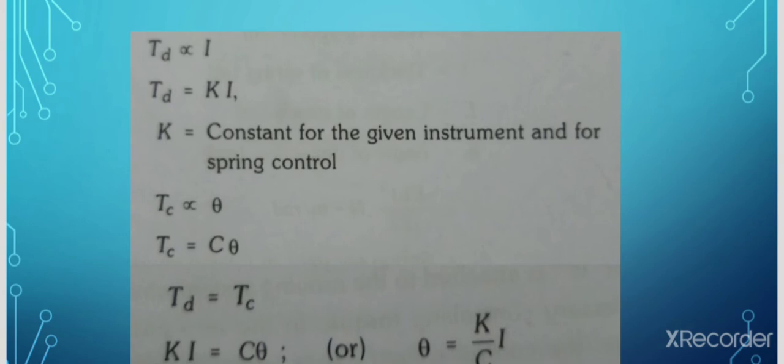When these two torques are equal, that is tau d equals tau c, then the pointer will come to its rest position. That position is known as the equilibrium position. As I just said, tau d is proportional to current I. By removing the proportionality constant, we can write it as tau d equals k into I. Here k is the constant.